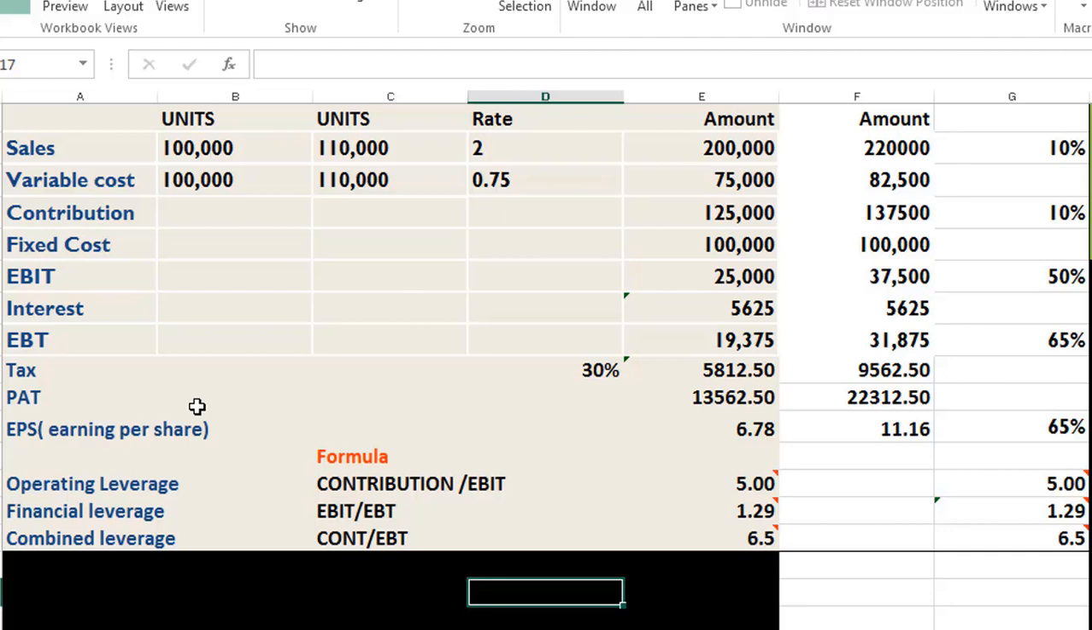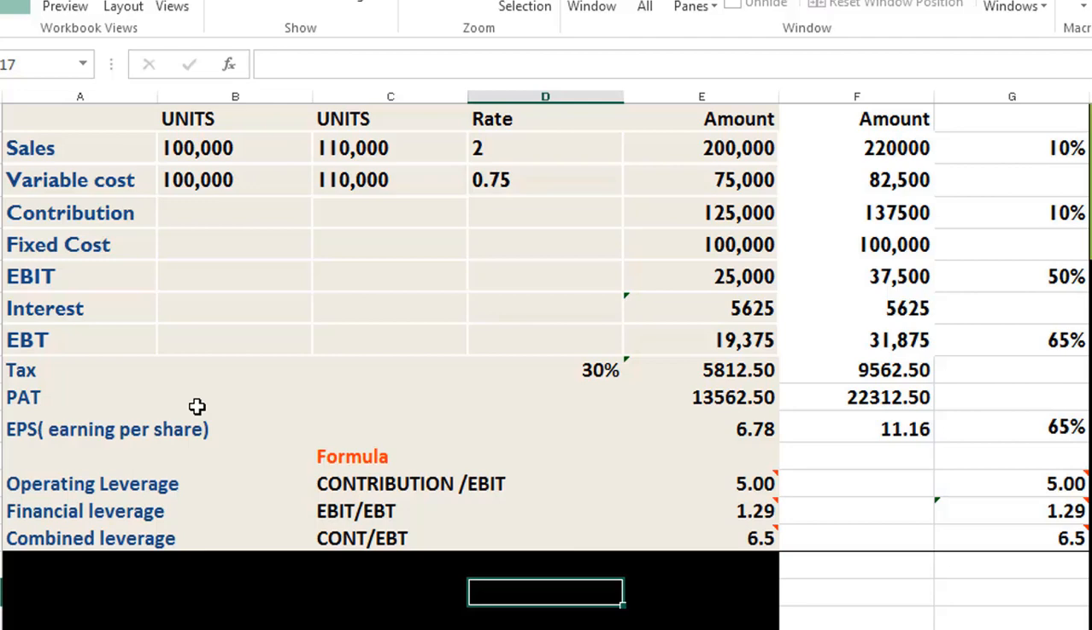Now how do we calculate the financial leverage? The formula is EBIT divided by EBT. The EBIT is 25,000 divided by EBT. So EBT is 19,375. So if you divide that, we get a figure of 1.29. So that means if there is a 1% increase in revenue, there will be a 1.29% increase in the profits of the company, that is profit after tax.